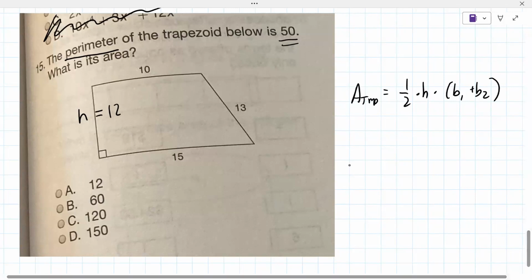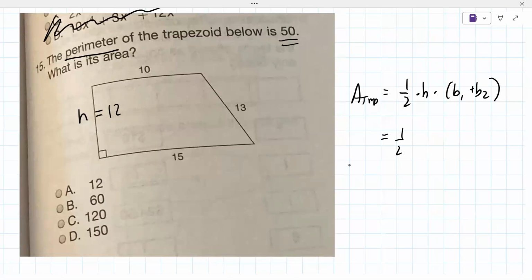The area of a trapezoid is 1/2 times the height times base 1 plus base 2. What is the height in this problem? The height right there is going to be 12. What are the bases? 10 and 15. 15 plus 10 is 25. And then you have to multiply 25 as well.